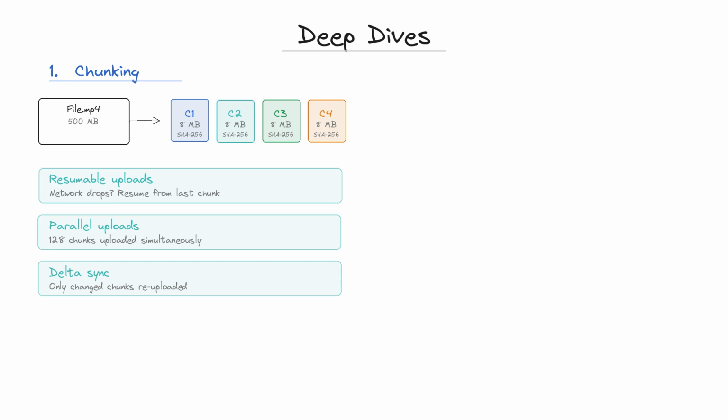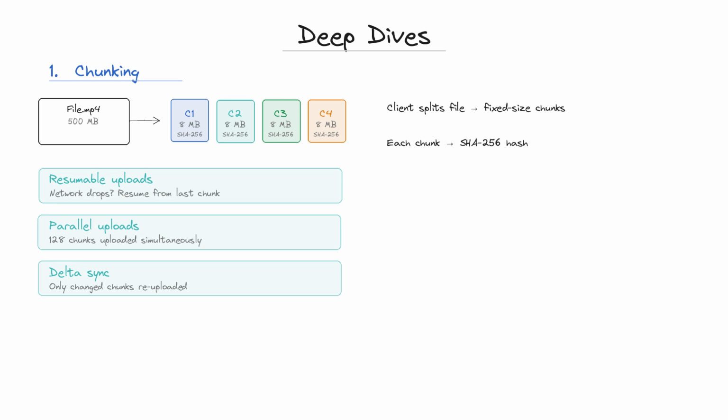Delta sync, the killer feature. When a file changes, you don't re-upload the whole file. You only upload the chunks that actually changed. For a 500 megabyte video where you trim the last 5 seconds, only the last few chunks change. You upload maybe 8 megabytes instead of 500 megabytes. This is huge. Here's how it works technically.